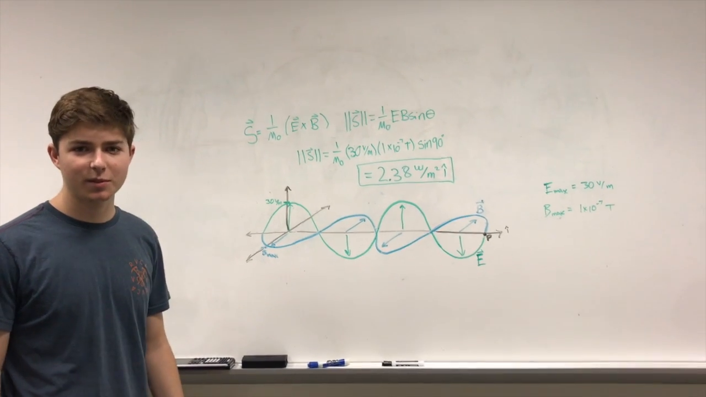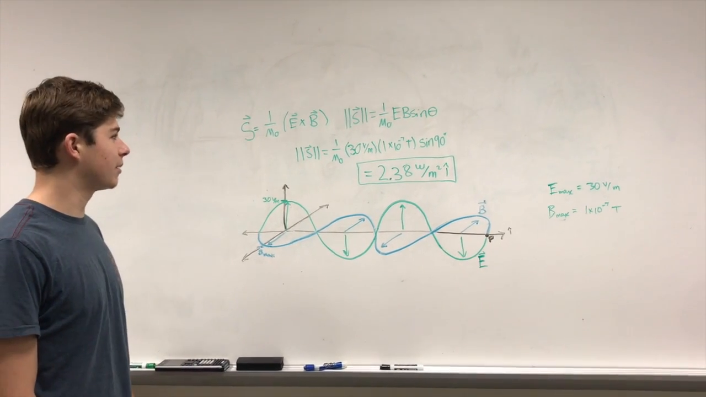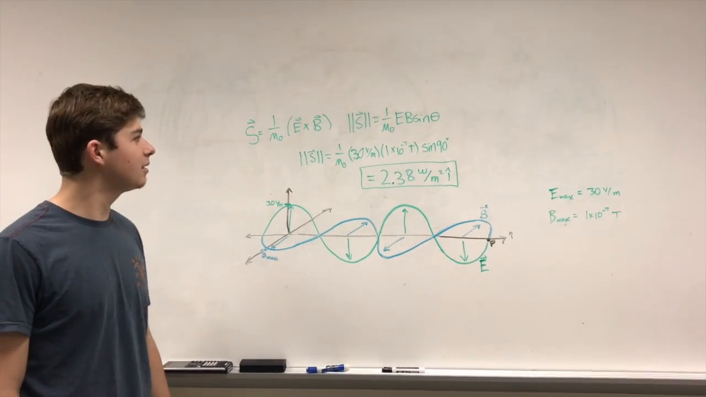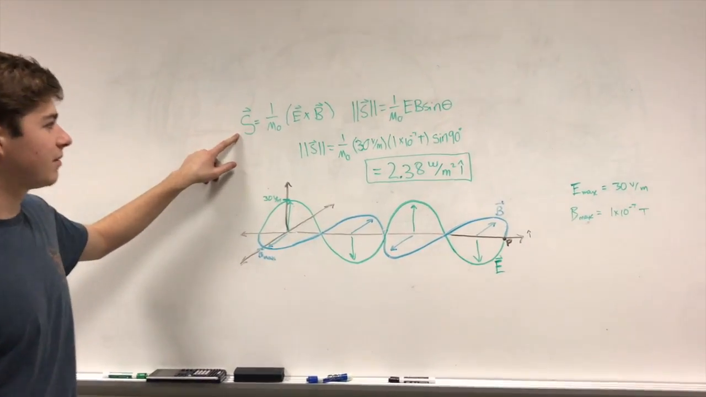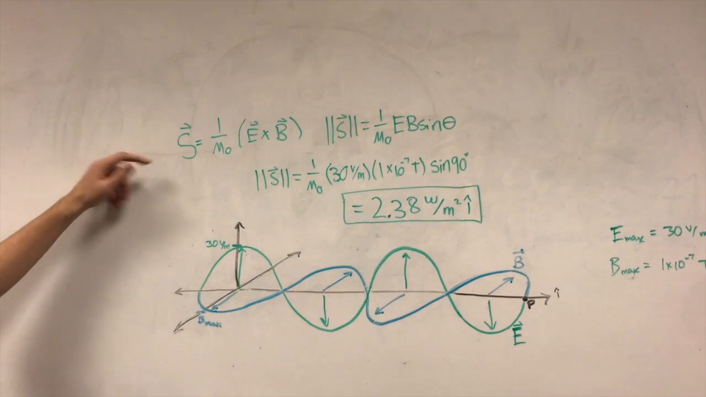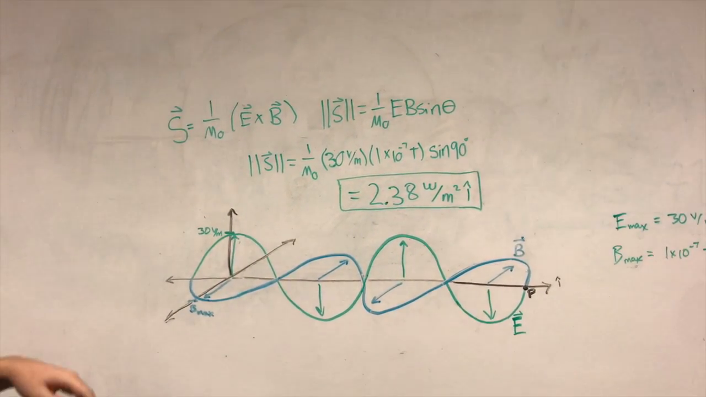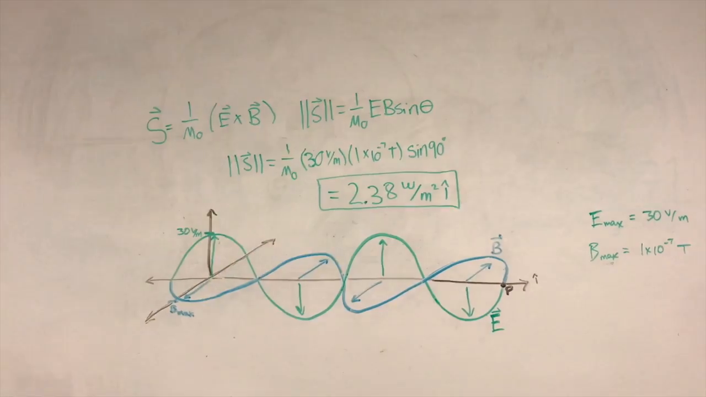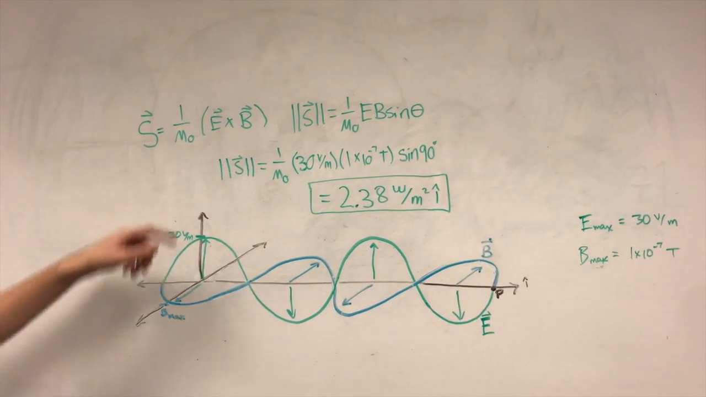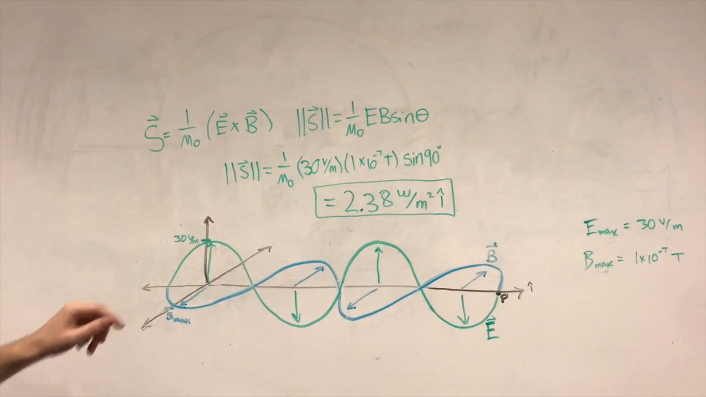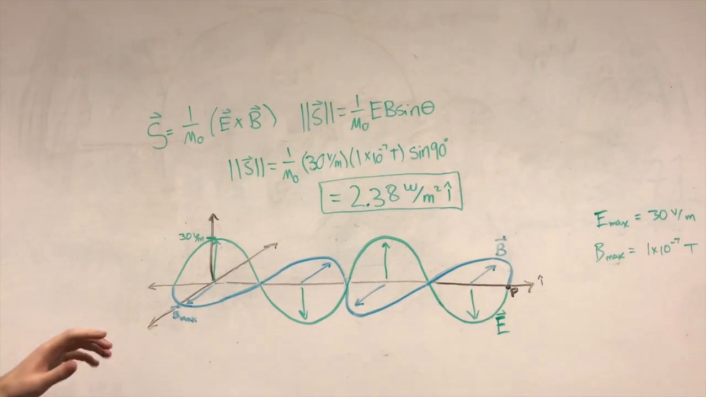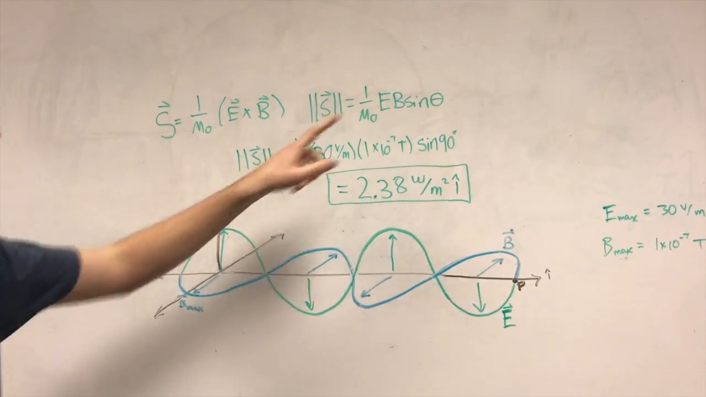So for this question, we're supposed to find the magnitude and direction of the pointing vector at time t equals 0. And so this is the equation for the pointing vector: S equals 1 over mu naught times E cross B. And so if you're trying to find the magnitude, it would just be 1 over mu naught EB sine theta. And so when you plug that in here, because at time t equals 0, they're both at a max, we can plug in the values E max and B max for E and B.